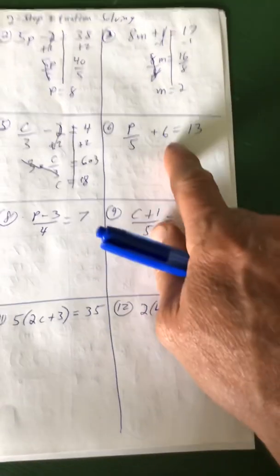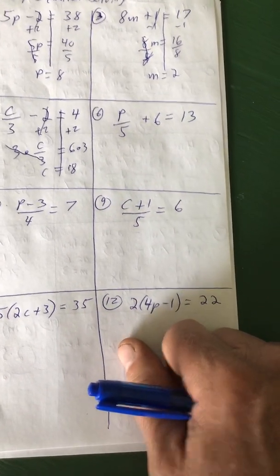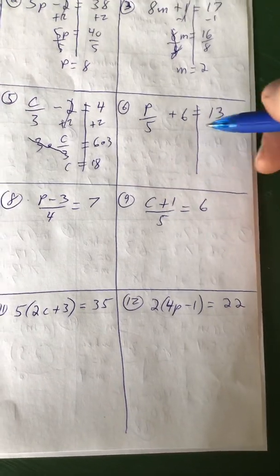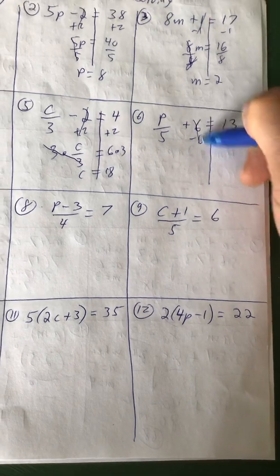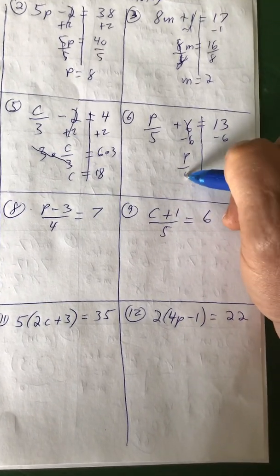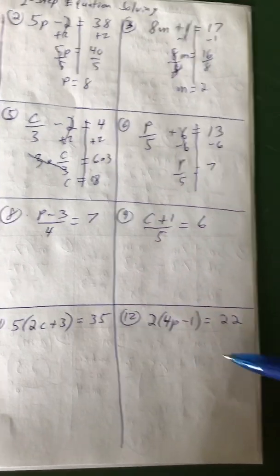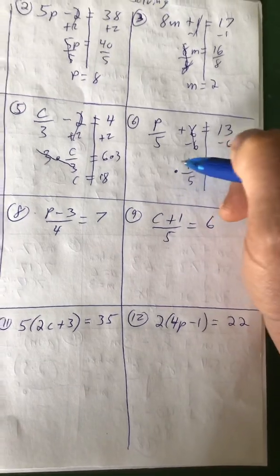So there's 2. Come on, you can do this one. Hit pause. So I'm going to subtract 6 from both sides. 6 minus 6 is 0. P divided by 5 equals 7. The opposite of dividing by 5 is multiplying by 5.